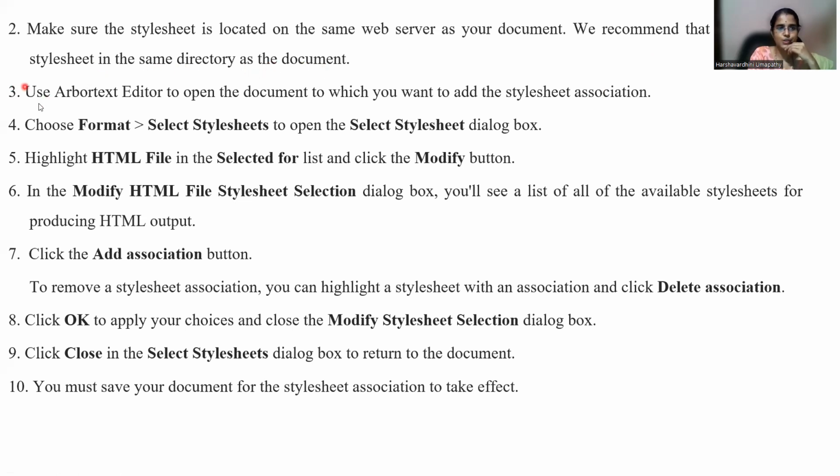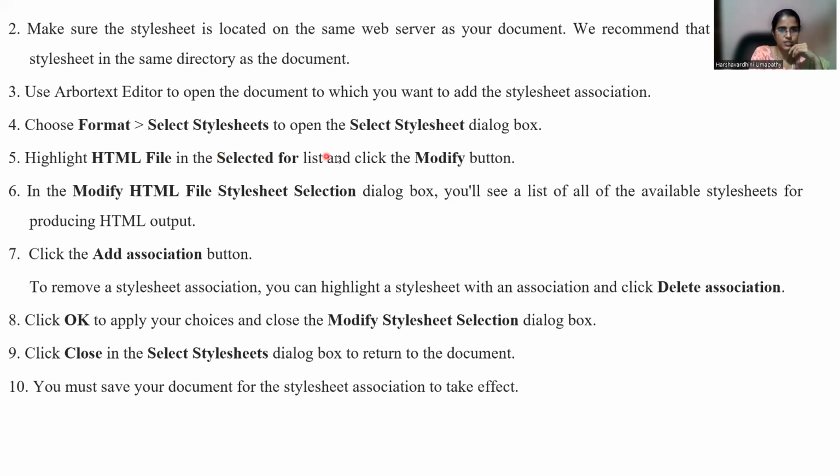And then you have to use the text editor. This text editor is mainly used to open the document to which we want to add the style sheet. And next, you have to choose the format. For that, go to the format, select style sheets, and open the style sheet dialog box. Next, you have to highlight the HTML file.